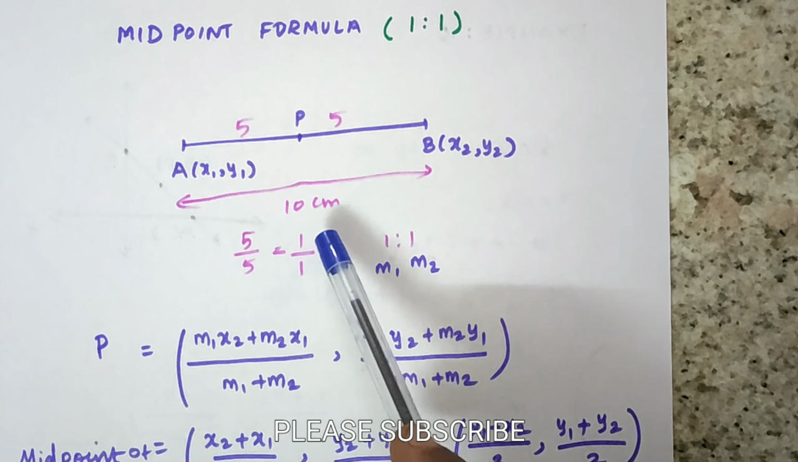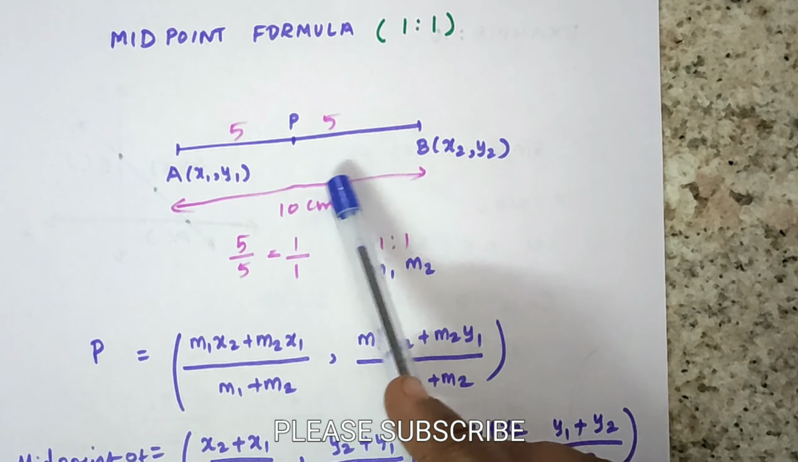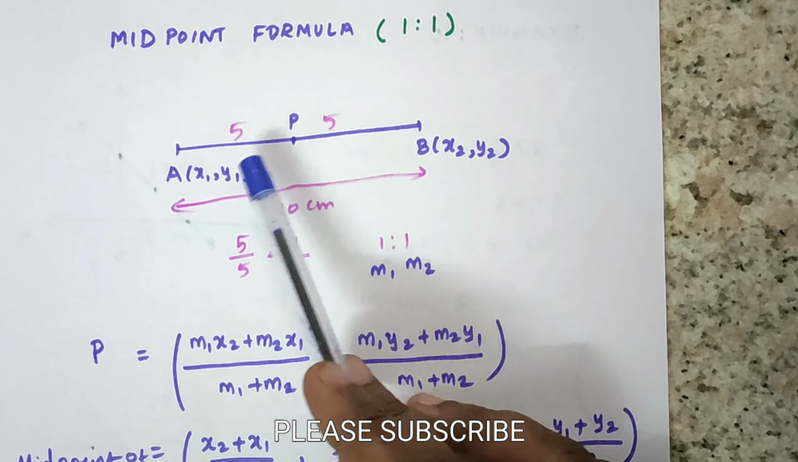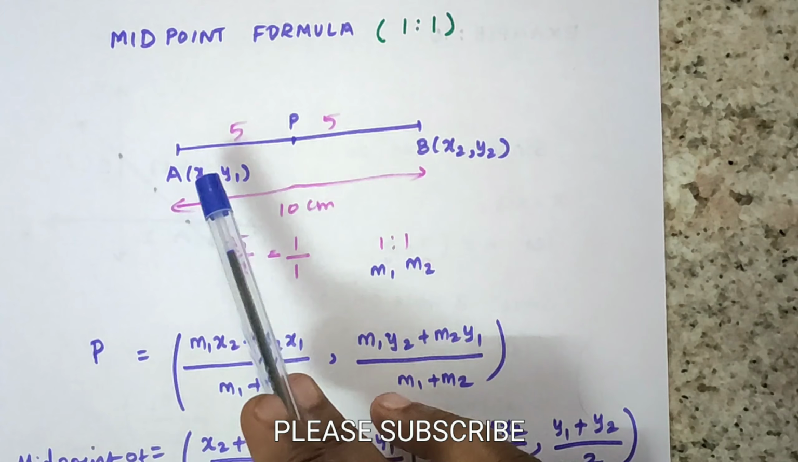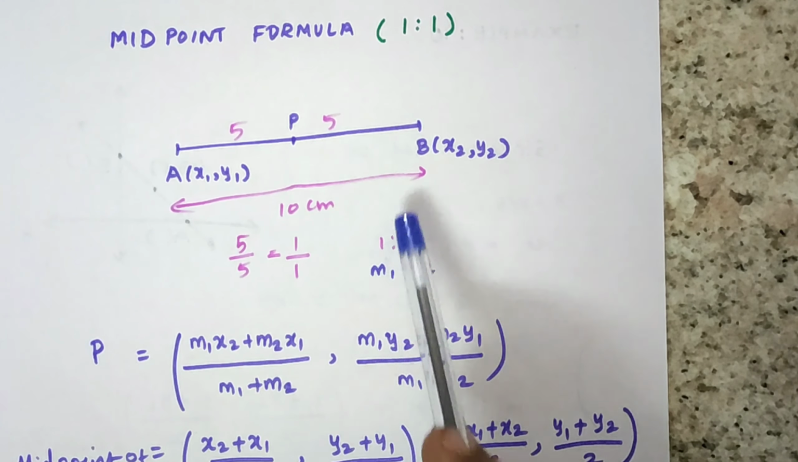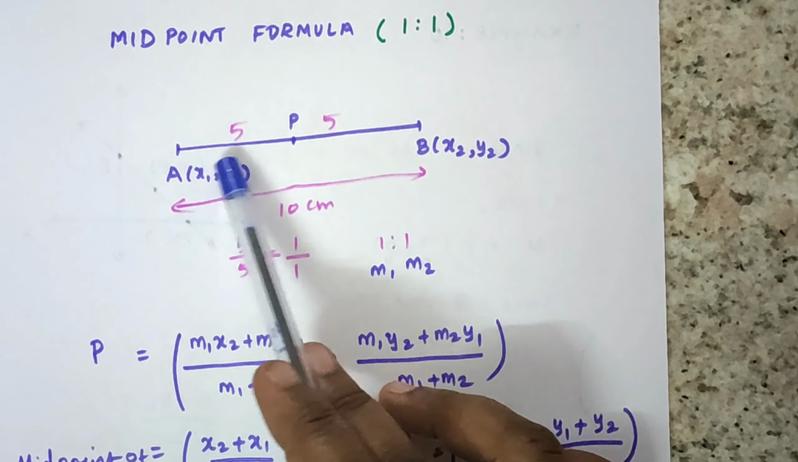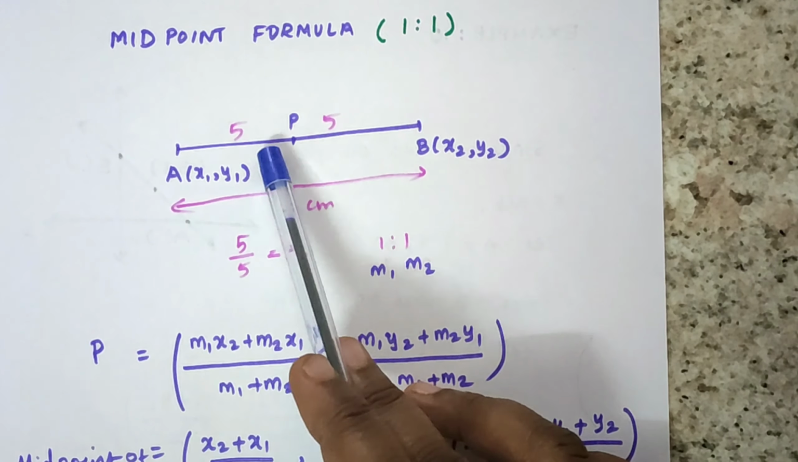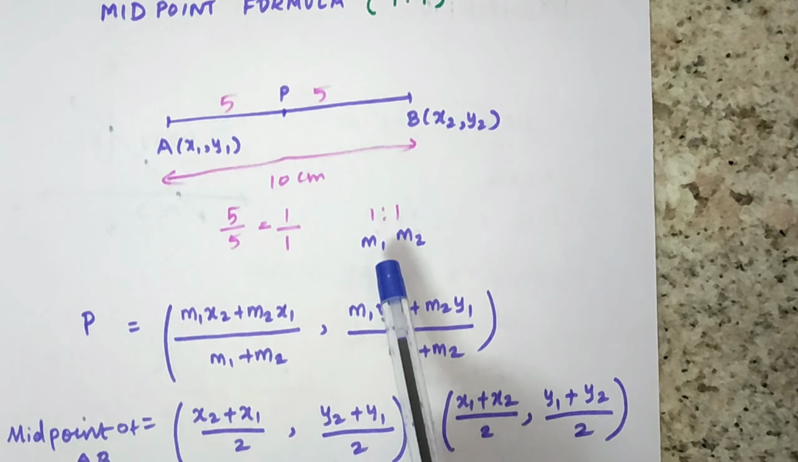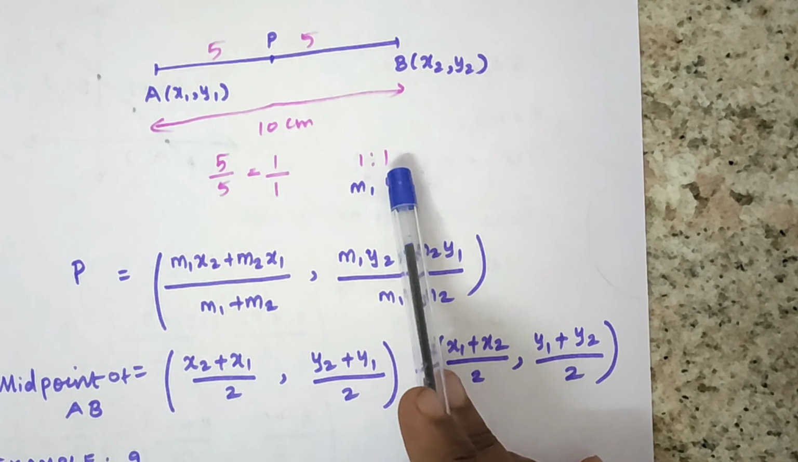So 5 by 5 means 1 by 1. In the same way, if it is 20, it means 10, 10. So 10 by 10 means 1:1. So for all of these, the ratio is 1:1. If it is a middle point, it divides the line segment in the ratio 1:1. So here m1 is 1, m2 is 1.